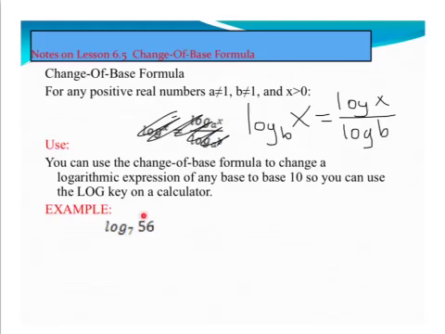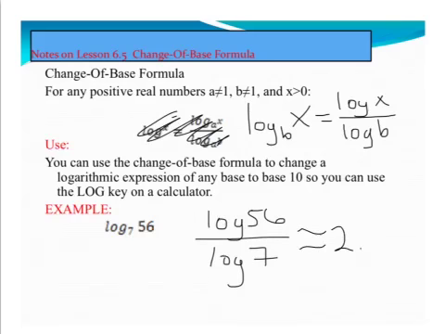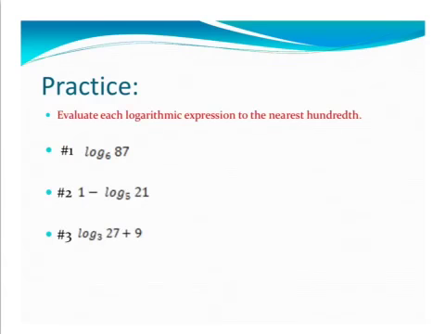So let's try this. With this problem here, I'm going to have log of 56 divided by log of 7. When I plug that into my calculator, I get 2.068, so 2.07 would be my answer for this one. It's as easy as that. Let's try a few examples. Once again, make sure you try these on your own first, and then I'm going to go through them. So pause the video, try them, see if you can get them. You might have a little trouble with numbers 2 and 3, but we'll see.